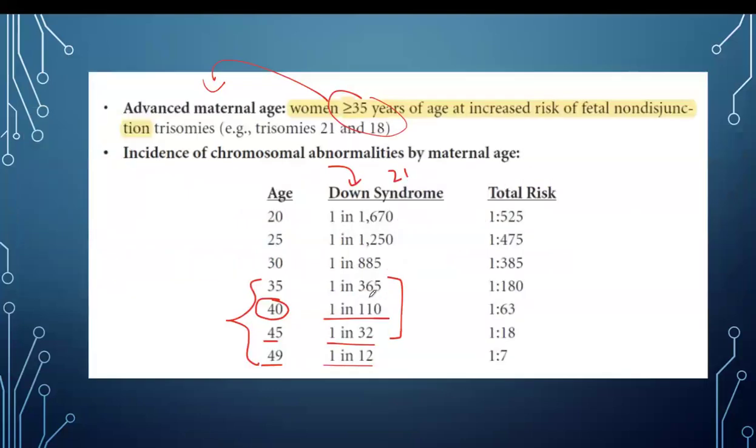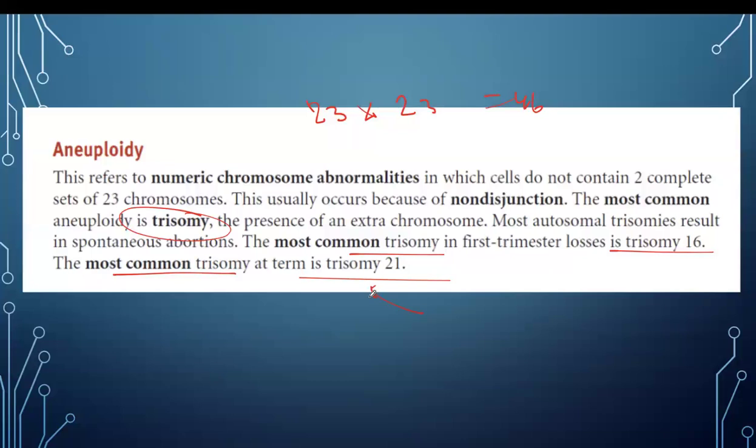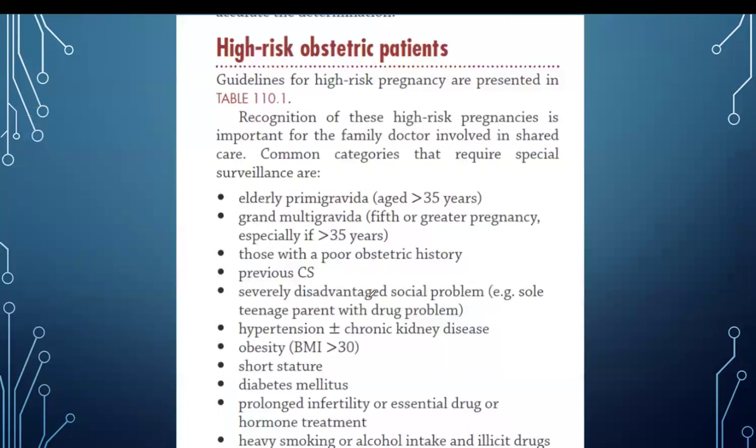So a question can come like, what is the most common chromosomal abnormality in a term baby? The common chromosomal abnormality in a term baby is trisomy 21, whereas if the question asks what is the most common cause of first trimester pregnancy loss as part of chromosomal abnormality, that is trisomy 16. Okay, so try to remember these two.